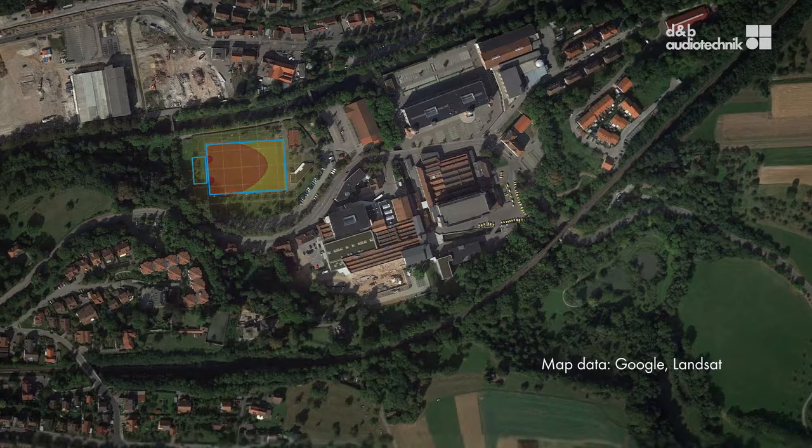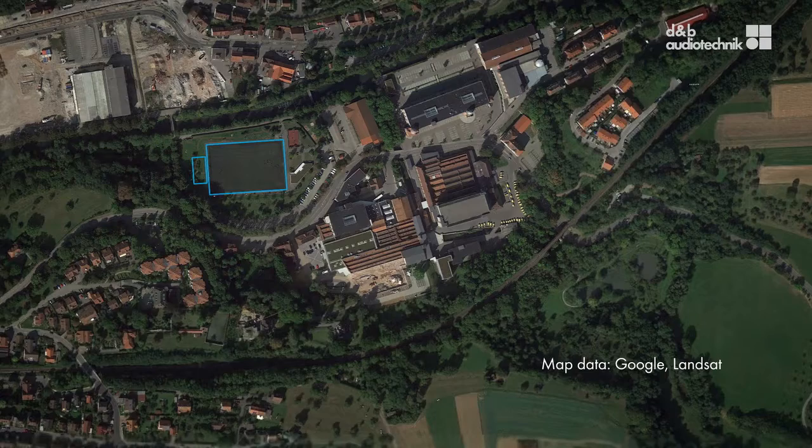NoizCalc offers two different propagation models or standards. Calculations according to ISO 9613-2 always assume the worst-case meteorological scenario. If a more detailed prediction is required, then the NORD 2000 propagation model should be used. This standard includes more detailed information such as wind speed and wind direction. In this case, the calculations are a bit more time-consuming, but the result is also more detailed.